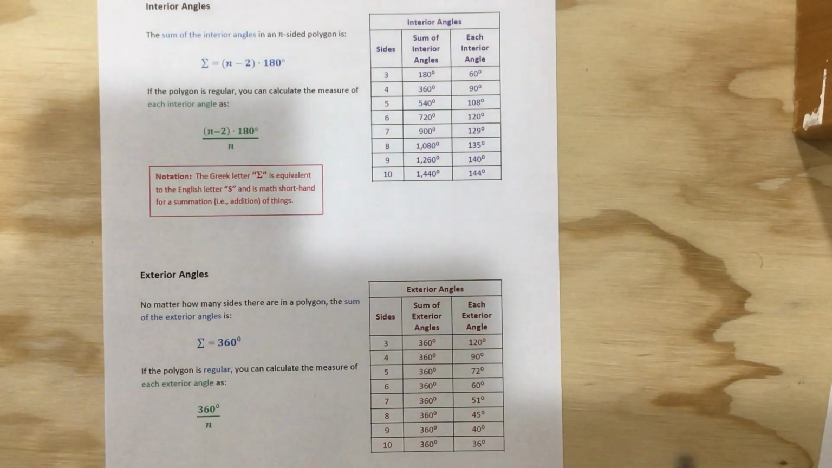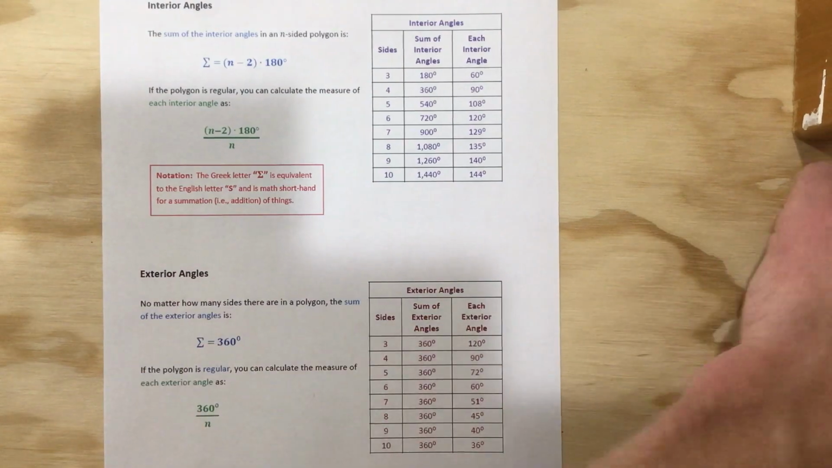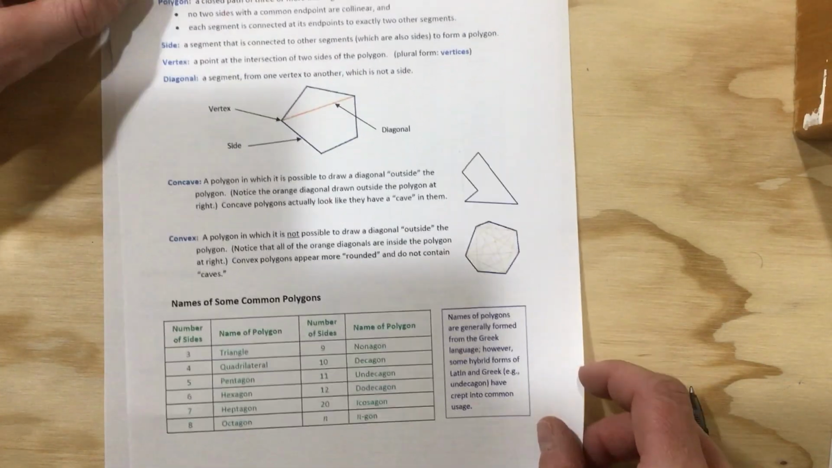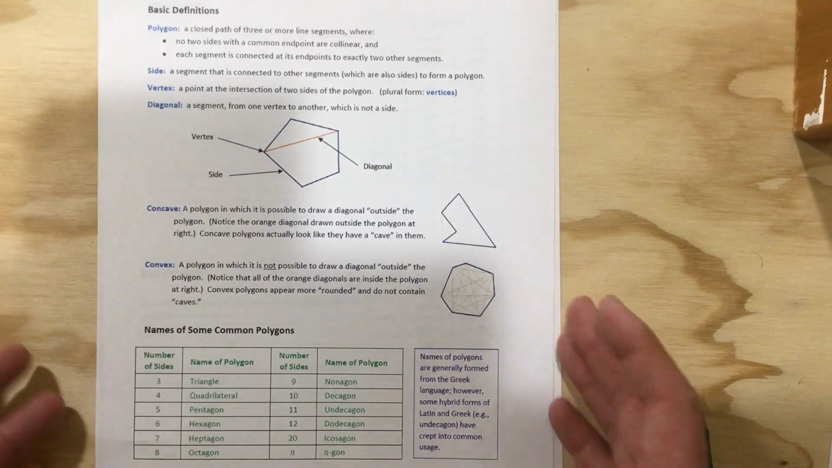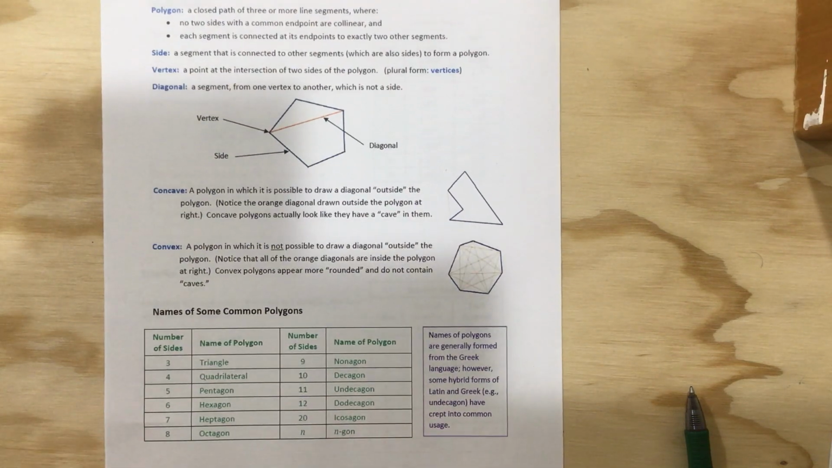Okay? So you're going to use these formulas and investigate them, exterior, interior. You're certainly going to talk in general again about the actual names and shapes themselves. Again, what a polygon is, how many sides it has, the names of things. Hopefully this video gets you started, and we can start working on polygons.